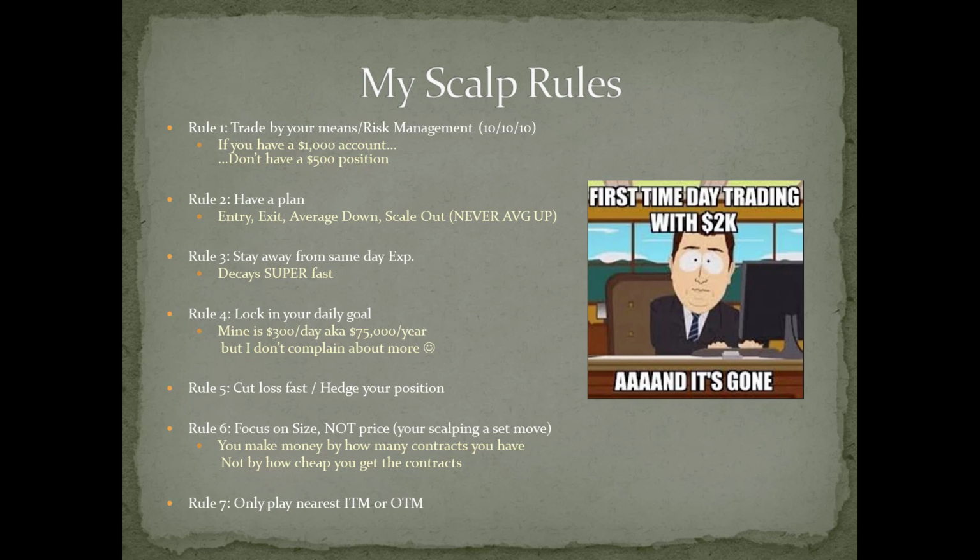All right, rule number four is lock in your daily goal. My personal daily goal is $300 a day, which over roughly 250 trading days equates to $75,000 a year. I don't complain if I make more. That's great. I've made a lot more than $300 in one day. I've had $1,000 plus days, $2,000 plus days. I've also had, excuse me, $18 days.